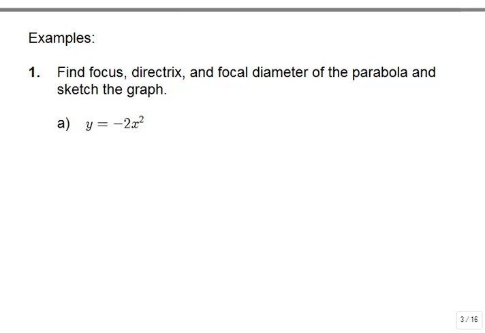So let's practice using our new formulas. So here we have y equals negative 2x squared, and we want to find the focus, we want to find the directrix and the focal diameter, and we want to sketch the graph. So notice that this has the x being squared and y to the first power. So this is like your normal parabola that's going to either point up or down. It's a vertical axis. So this is going to be a parabola that goes vertically, and because this leading coefficient in front of that x squared is negative, we know that this is going to be pointing downwards.